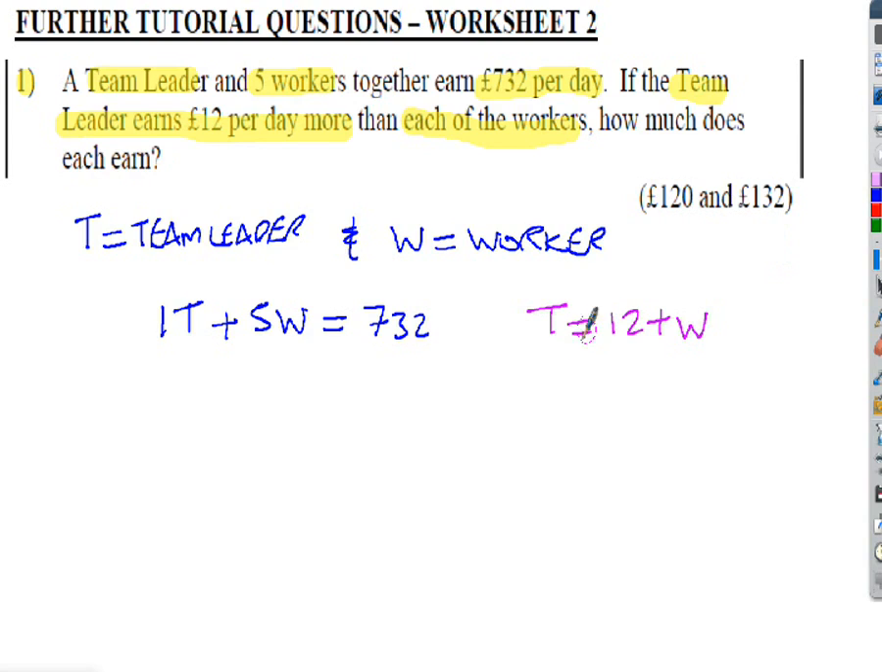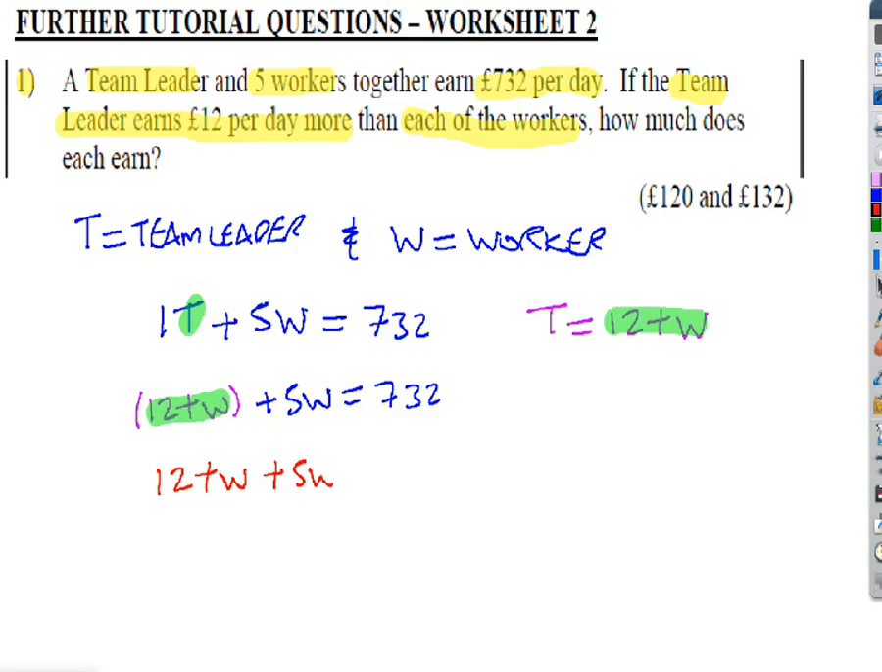If I now take the expression for T is equal to 12 plus W and put it into the original equation, I'll be able to solve for W because I've generated a simple equation. So on the next line I've basically got 12 plus W plus 5W is equal to 732. So what I've done here is replace the value of T with the 12 plus W here. Now I have a simple equation. I don't actually need the brackets here. That's simply 12 plus W plus 5W is equal to 732.